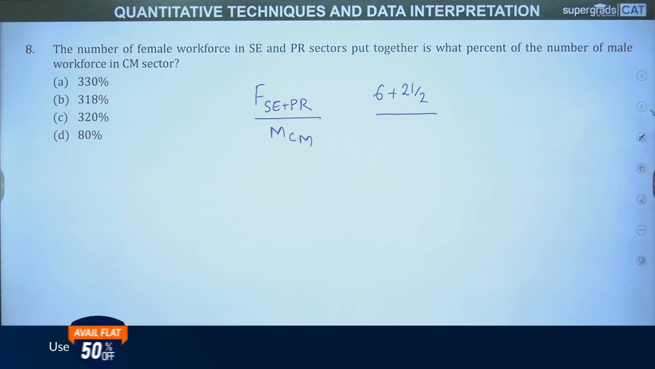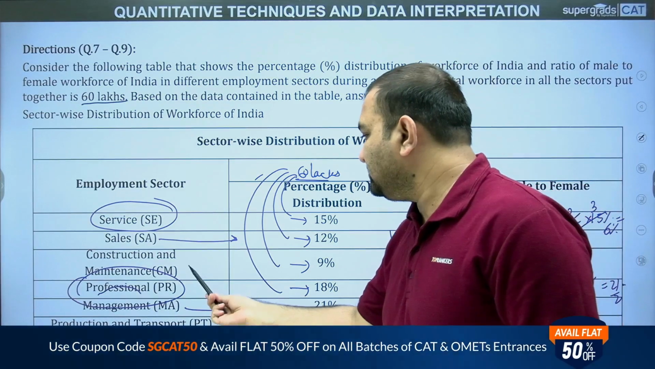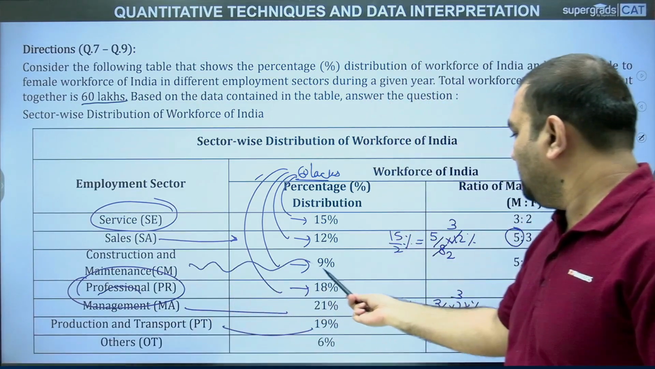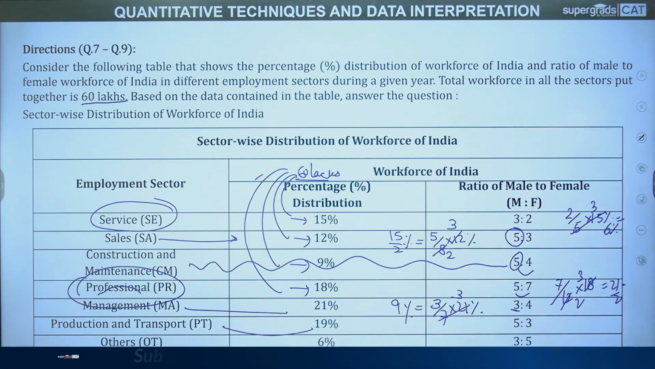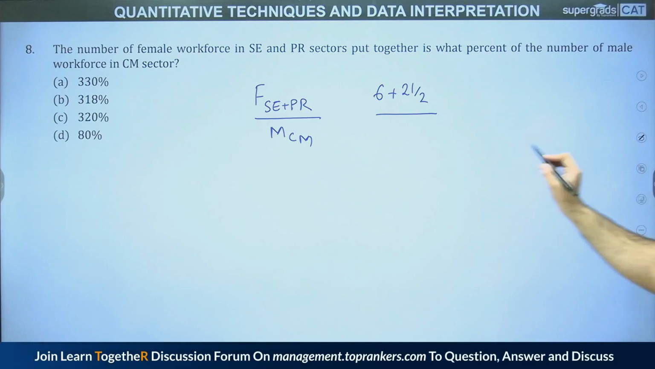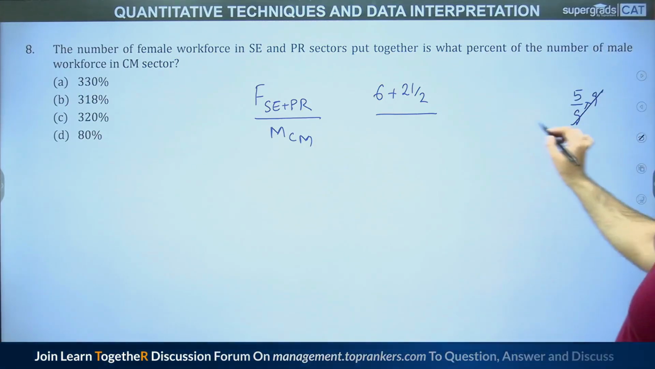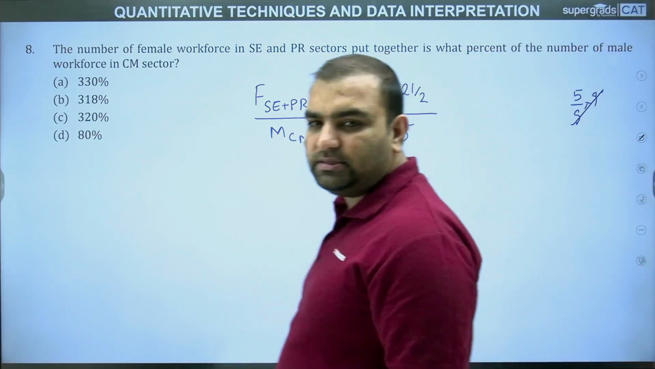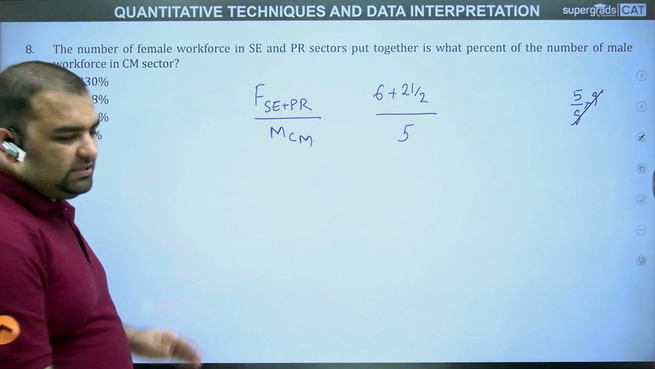Male in CM. Where is CM? Here it is. Male here, 5 by 9 of 9. So 5 by 9 of 9 is 5. That is why such big percentages are being given.